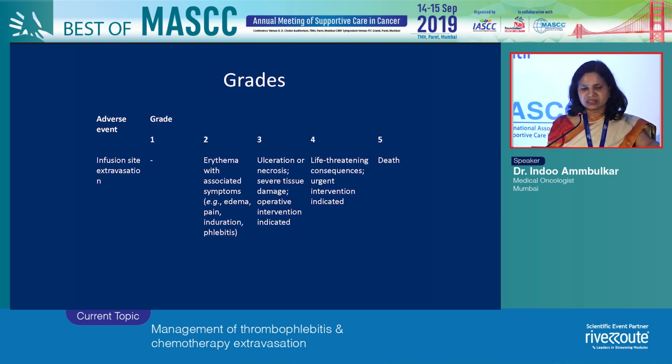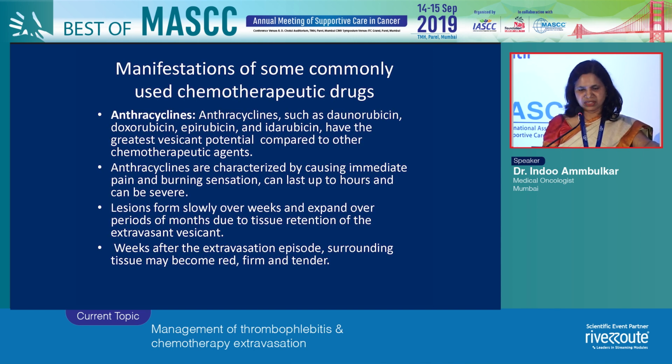So what are the grades? Grades range from grade 1 to grade 5. Grade 1 is no extravasation. Grade 2 is erythema with associated symptoms, that is edema, pain, induration, phlebitis. Grade 3 is ulceration or necrosis, severe tissue damage. Grade 4 is life-threatening consequences, requires urgent intervention, and grade 5 is death.